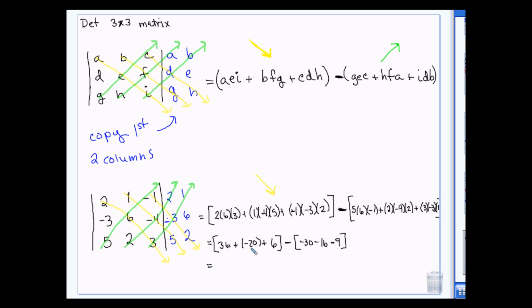So this is going to be 16 plus 6, so 22, minus negative 39 plus 16. So negative 55. So that equals 22 plus 55. So the determinant for this is 77. Right here, yeah. No, it's parenthesis. It's a negative 20 because it was negative 4 times positive 5.